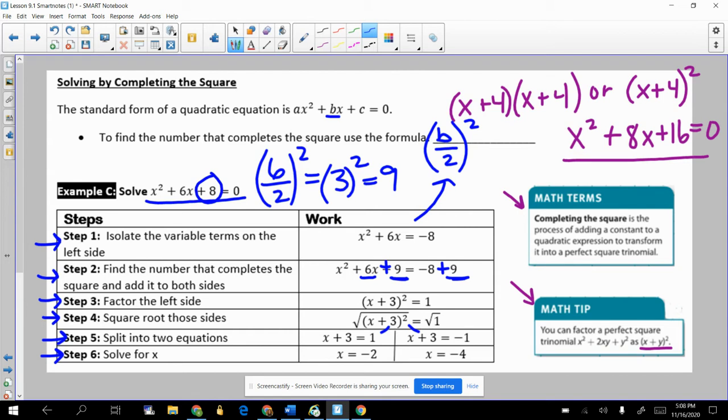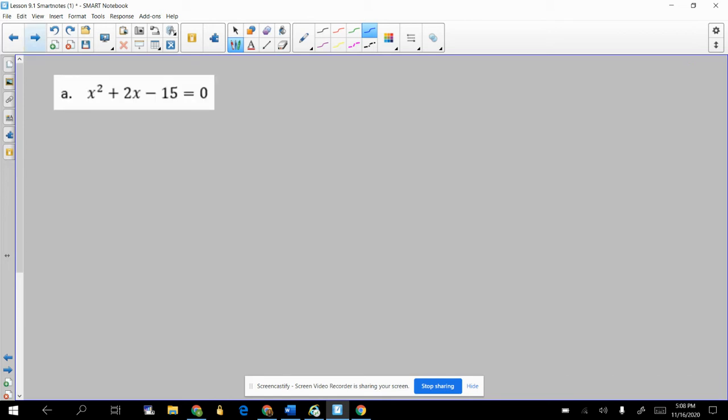Okay, so let's try one of our own. All right, so we have x squared plus 2x minus 15 equals 0. It's already in standard form and it's already set equal to 0. So we need to kick out this constant to the other side. So in order to do that, I'm going to add 15 to the other side.